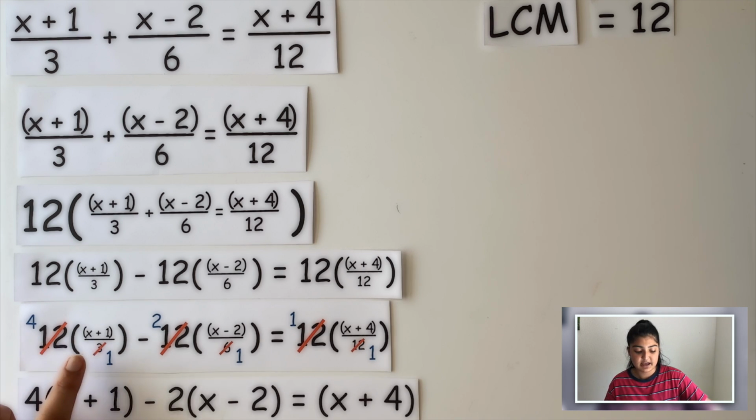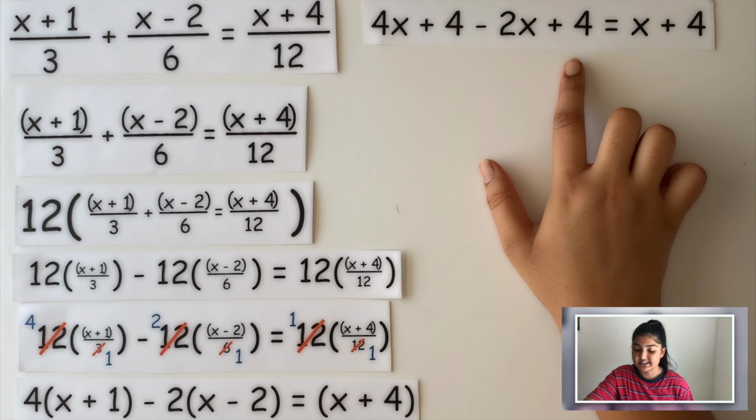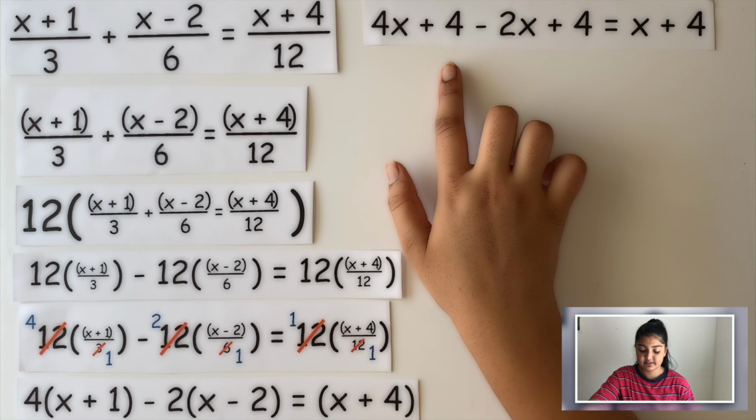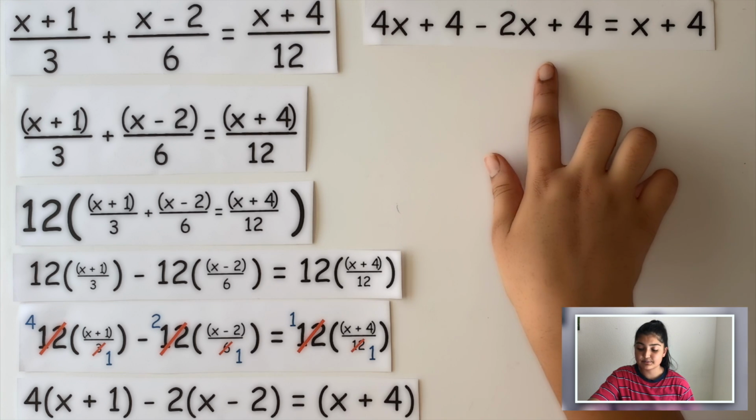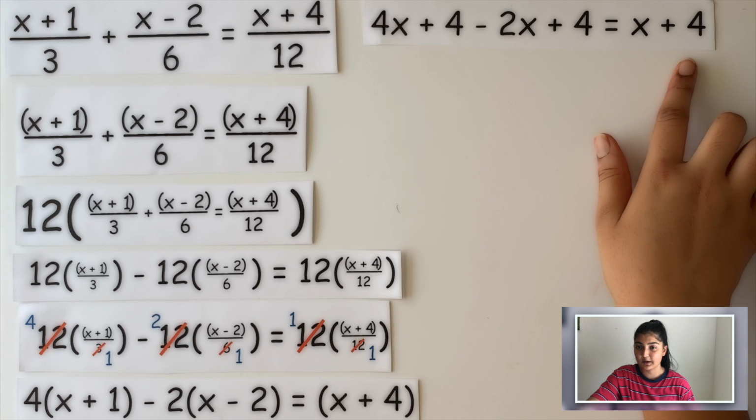4 times x plus 1 minus 2 times x minus 2 is equal to 1 times x plus 4. Next, let's distribute everything. This gives us 4x plus 4 minus 2x plus 4, which is equal to x plus 4.